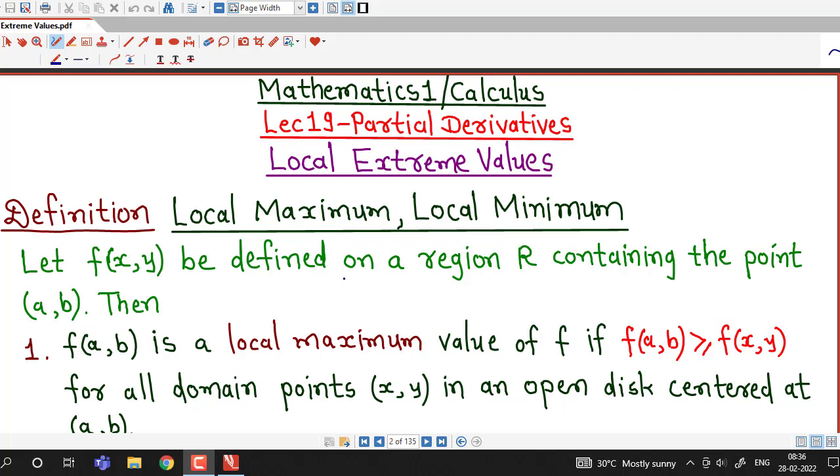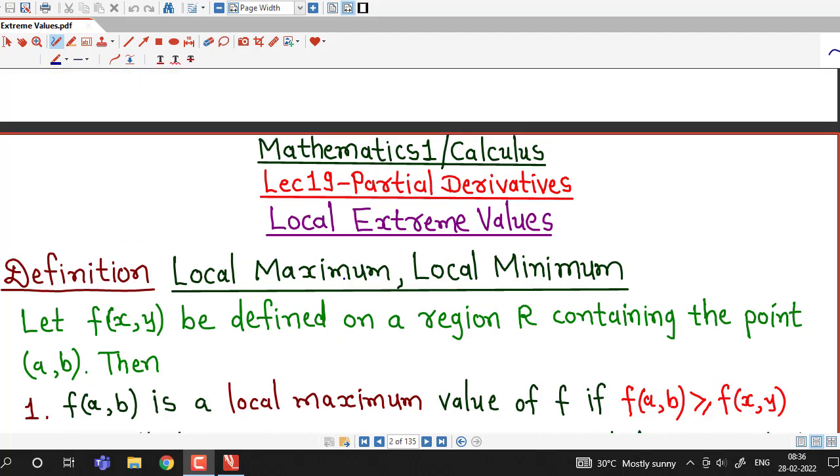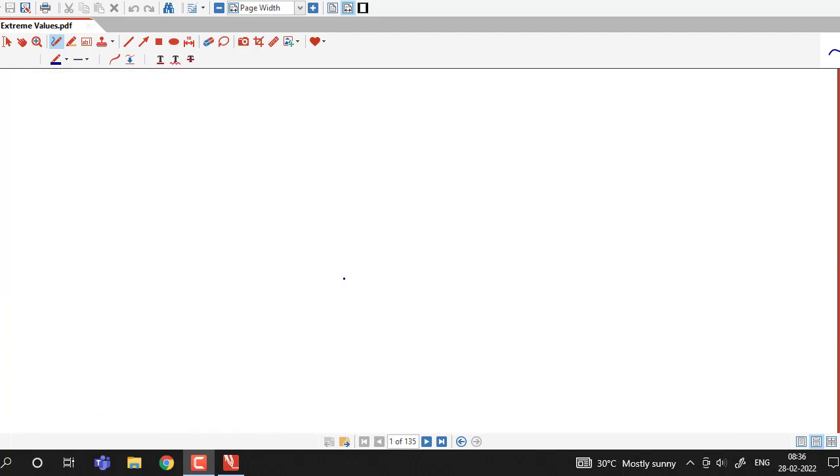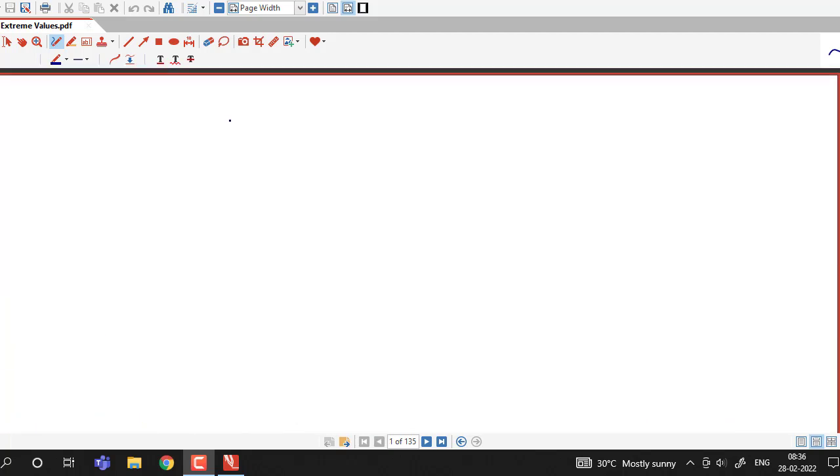You are already familiar with this concept for functions of one variable in your 12th standard. So first we recall what is the meaning of local extreme values for functions of one variable, say f(x).